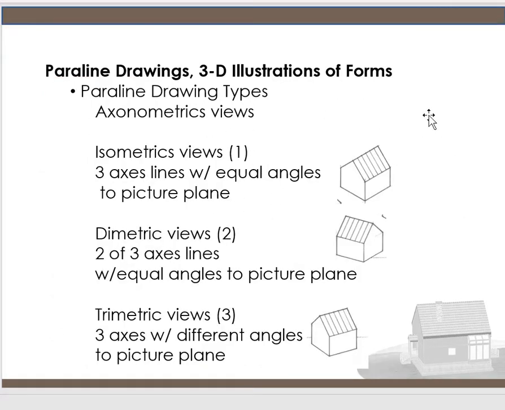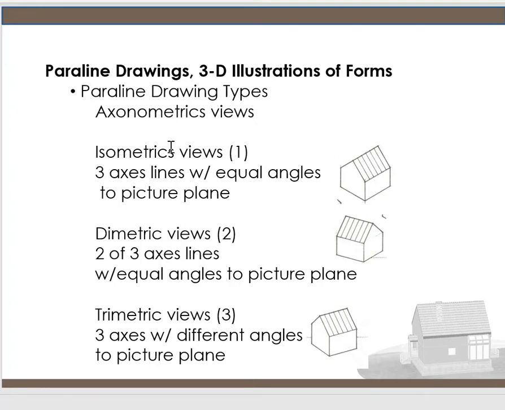So Paraline Drawings, like we said, we just talked about the oblique drawings. There's plan oblique and elevation oblique. The next type of Paraline drawings are called axonometric views. And these axonometric views, there are three different kinds.